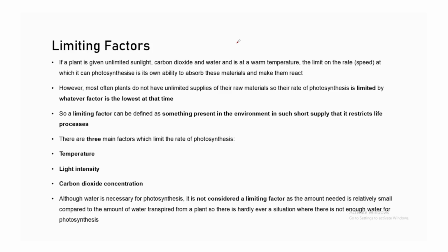So a limiting factor can be defined as something present in the environment in such short supply that it restricts life processes. There are three main factors which limit the rate of photosynthesis: temperature, light intensity, and carbon dioxide concentration. Although water is necessary for photosynthesis, it is not considered a limiting factor, as the amount needed is relatively small compared to the amount of water transpired from the plant, so there is hardly ever a situation where there is not enough water for photosynthesis.